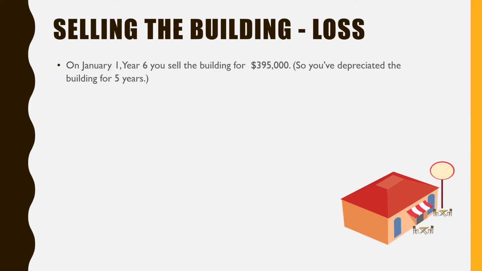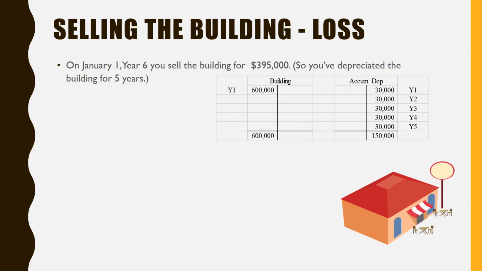Then the question is, what happens when you decide to sell the building? In this first example, we're going to sell our building for $395,000, and I made it easy. It's on January 1, year 6, so that means you've depreciated it for 5 years. If I went to my general ledger, this is what I'd show. The building never changes. You leave that at that original cost, but the accumulated depreciation, we would have made that journal entry 5 times.